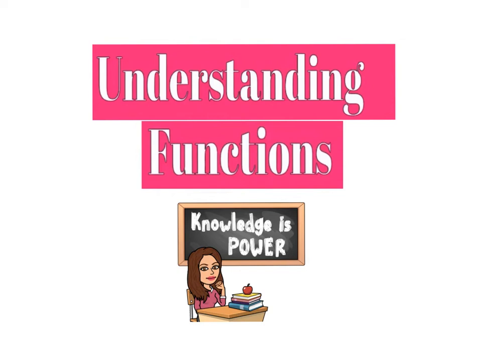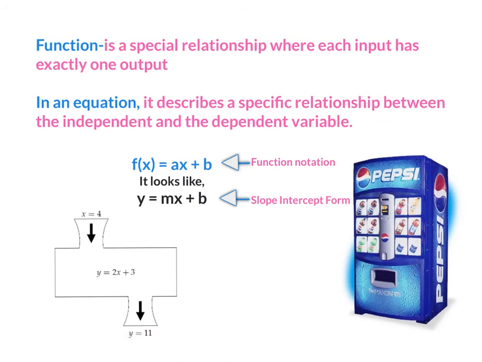In this video, you will gain an understanding of functions. A function is a special relationship where each input has exactly one output. In an equation, it describes a specific relationship between the independent and the dependent variable. F of x equals ax plus b is in function notation. It looks like y equals mx plus b, slope-intercept form. They are the same thing.